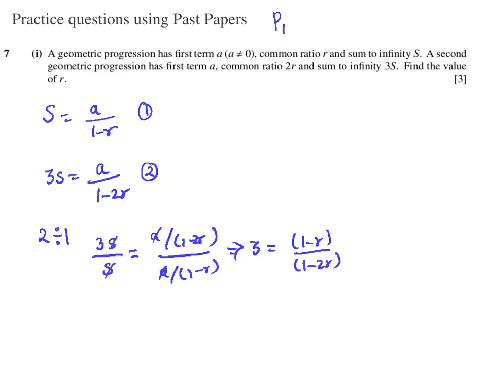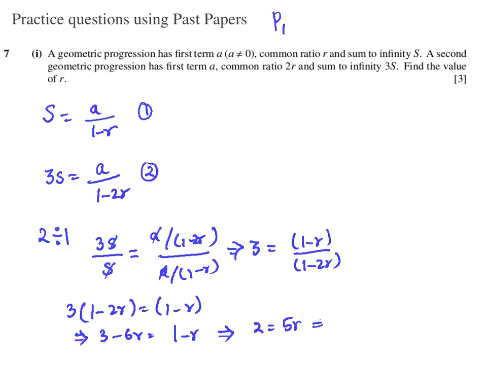Now cross multiplying by 1 minus 2r on both sides, you will get 3 into (1 minus 2r) equals 1 minus r. Simply solving, 3 minus 6r equals 1 minus r. So we get 2 equals 5r, that is r equals 2 upon 5. So this is your answer.